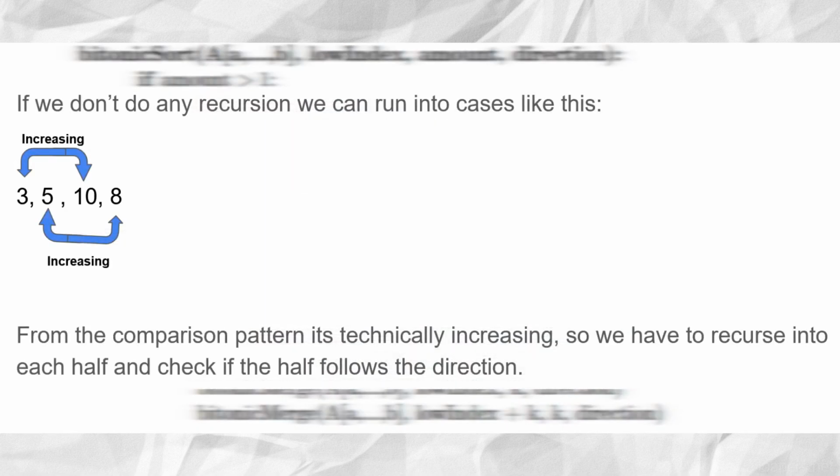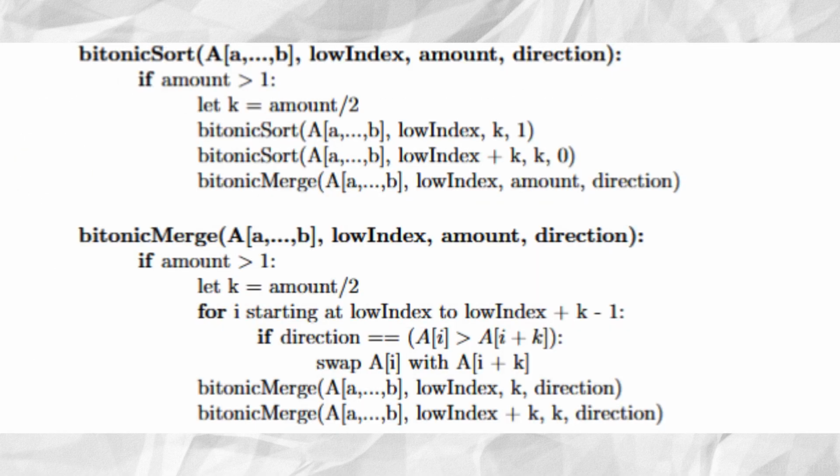Now here's the trick. You might think that one swap may be needed, or one run through, but that actually isn't the case. We can sometimes run into situations where more swaps are needed. This is why we recursively dive down into each half of the list and make it follow the direction of the superset.